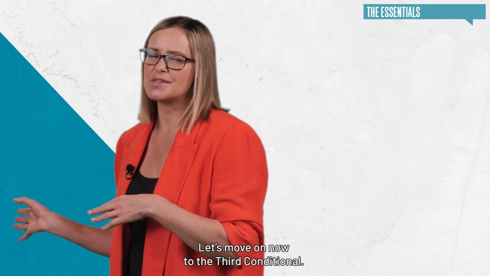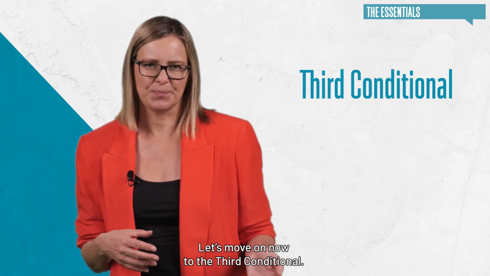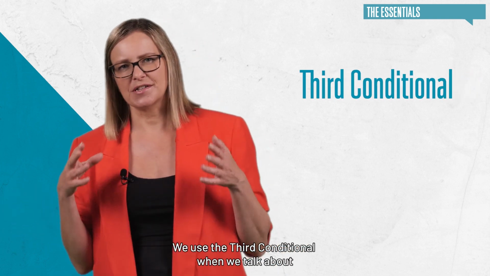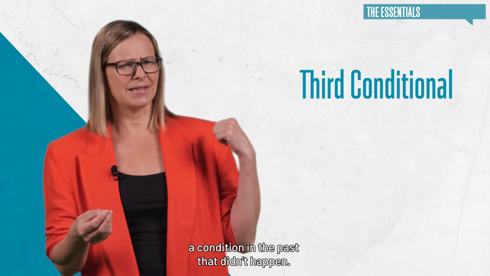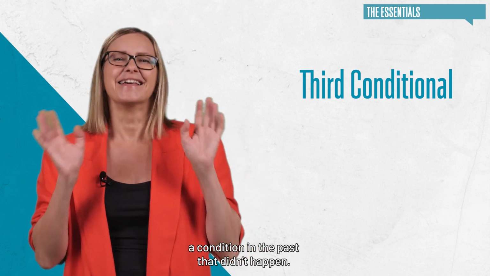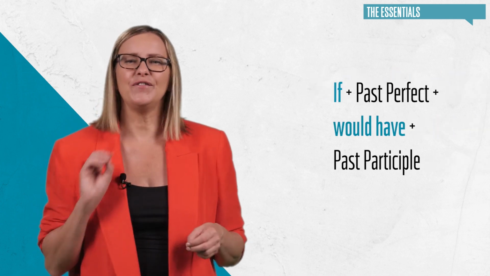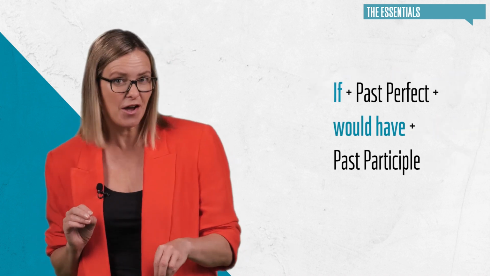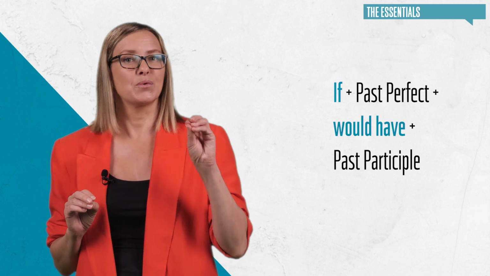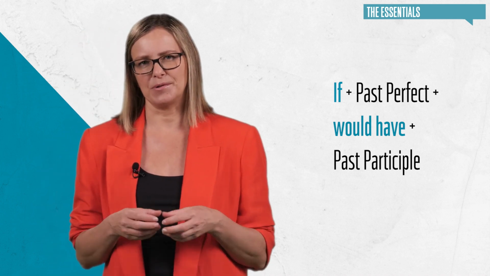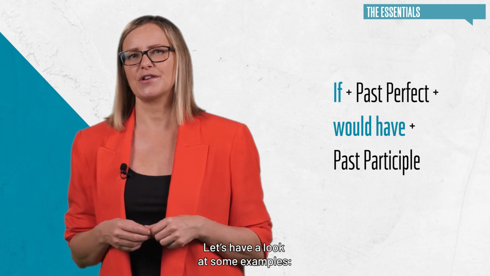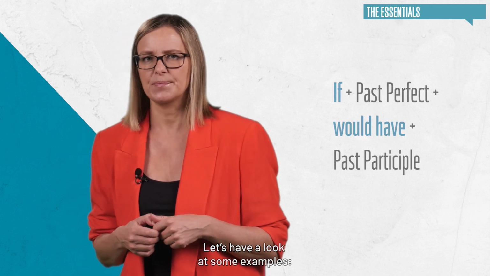Let's move on now to the third conditional. We use the third conditional when we talk about a condition in the past that didn't happen. This is the structure. If plus past perfect plus would have plus past participle. Let's have a look at some examples.